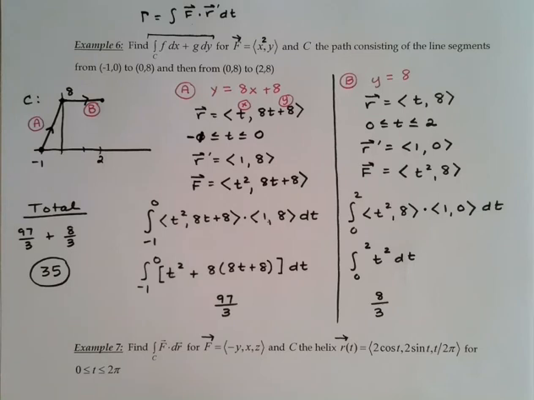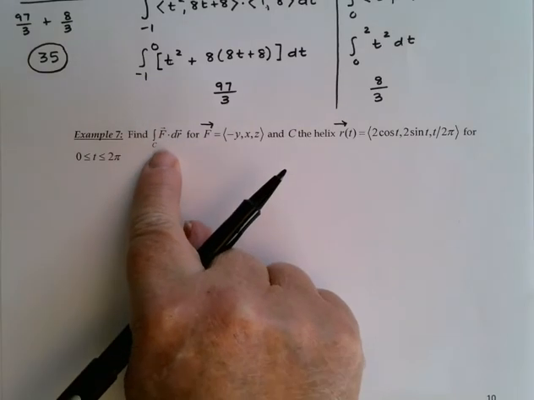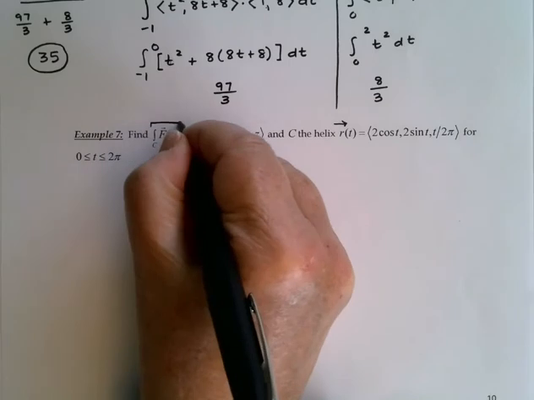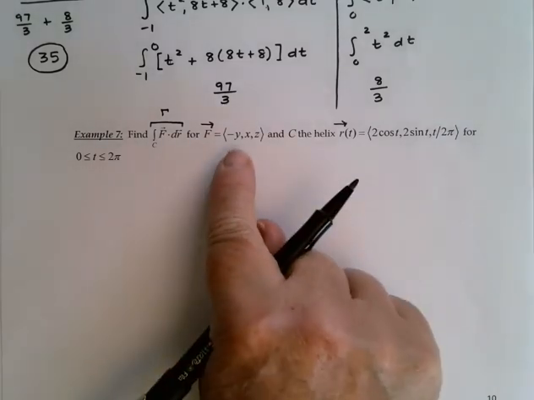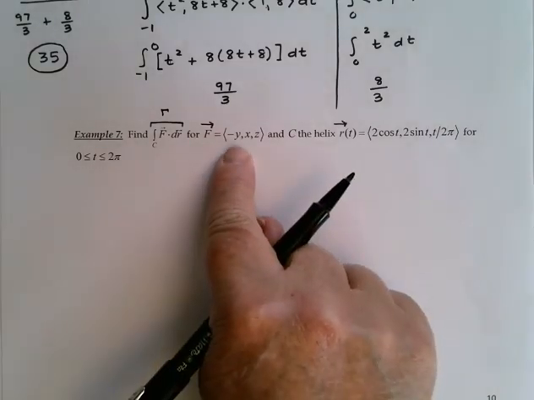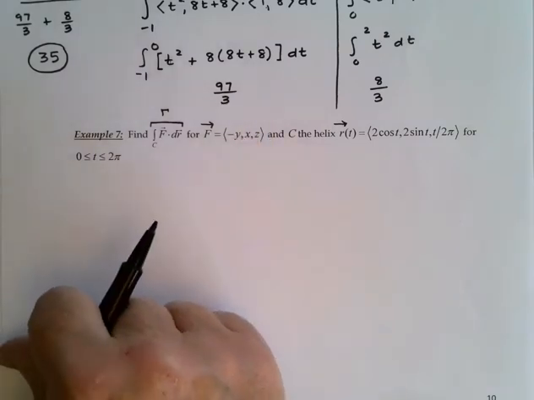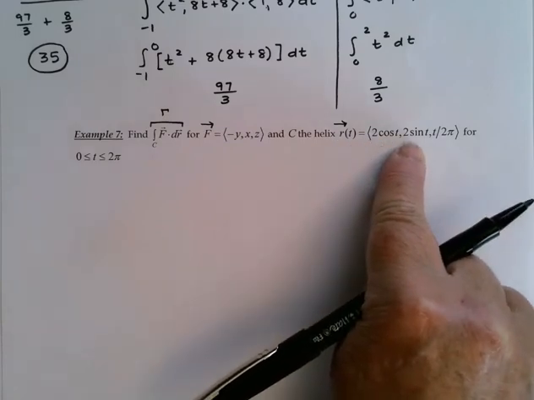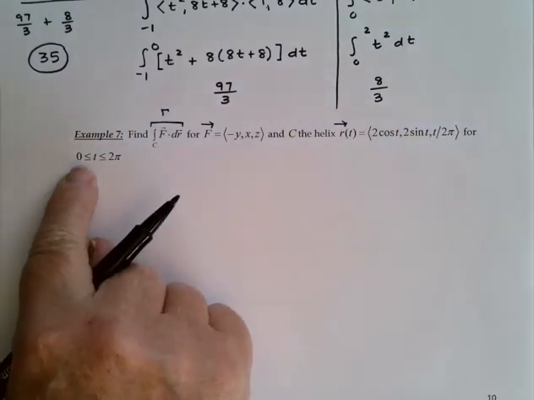All right, let's take a look at example 7. In this case, once again, this is just another form for a circulation integral right here. It's one of those ones I recognize, so I'm going to do it the same way, f dot r prime dt. Our vector field is minus y, comma x, comma z. Sort of a three-dimensional rotational field. Our path C is the helix, 2 cosine t, 2 sine t, t over 2 pi. And we're going to go once around from 0 to 2 pi.